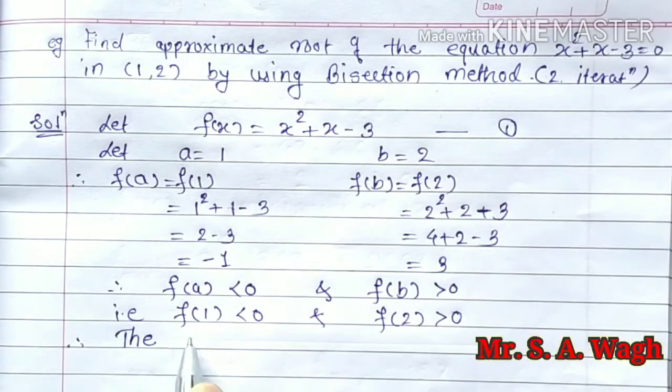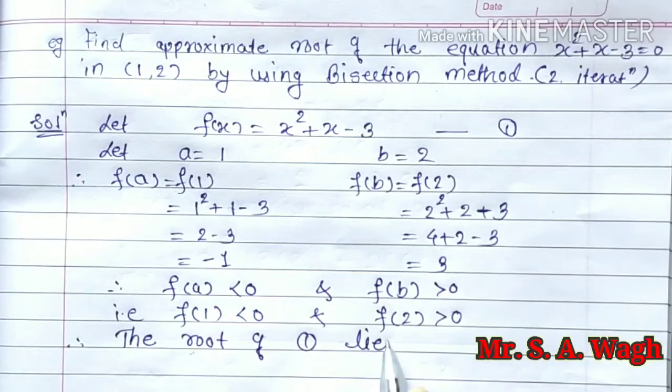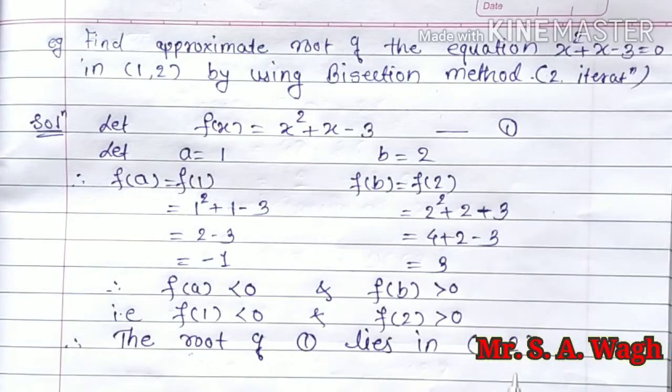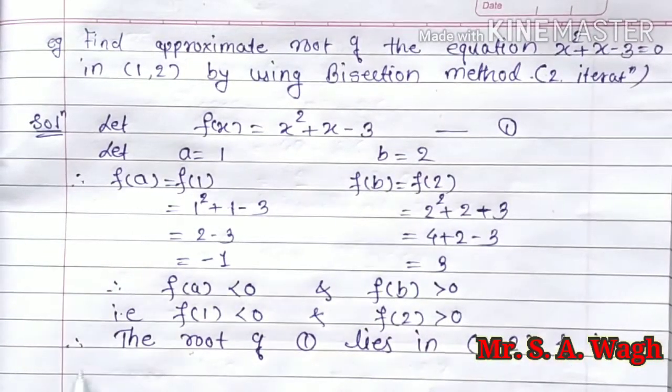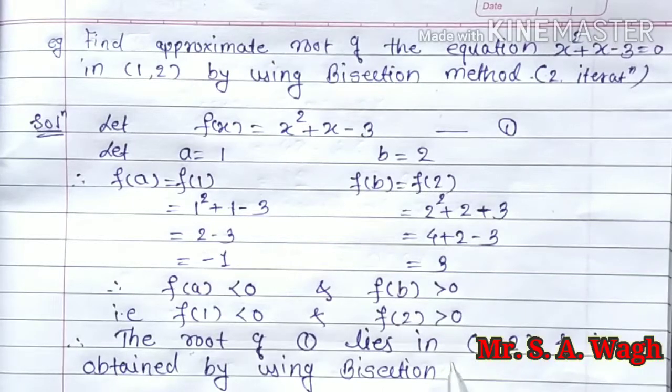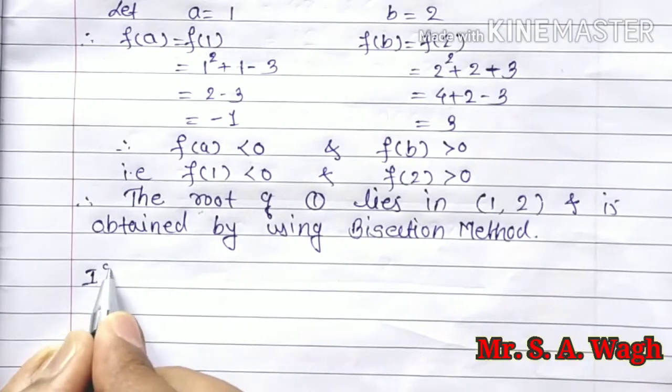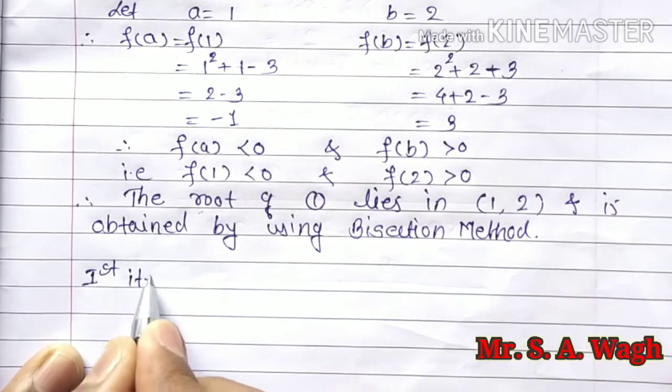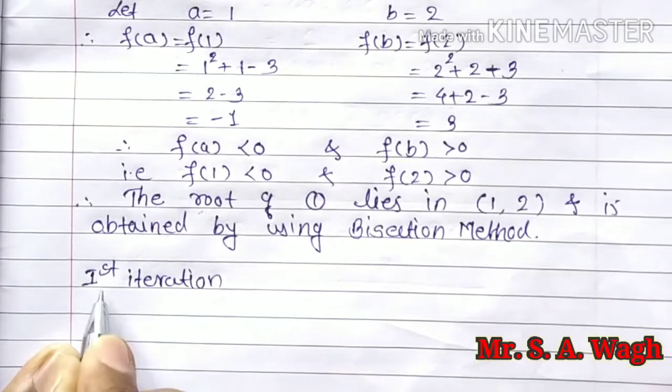Therefore the root of equation 1 lies in the interval 1 and 2. That is, it will not be exactly 1 or 2, but it will lie between 1 and 2, and is obtained by using bisection method. So this is nothing but your first iteration, or you can say first approximation.